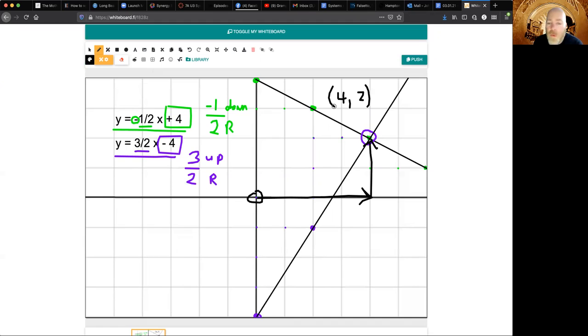And that's a really quick review of how to graph and solve systems. All right. I'm going to stop screen sharing and say good luck.